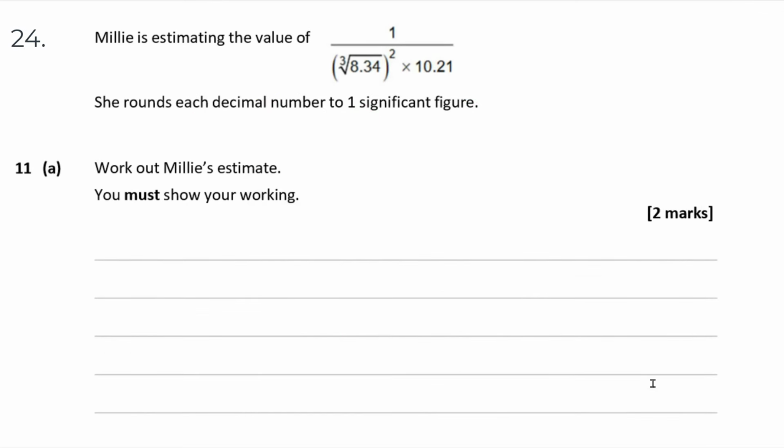Millie is estimating the value of 1 over the cube root of 8.34 all squared times 10.21. She rounds each number to one significant figure. Work out Millie's estimate. You must show your working.